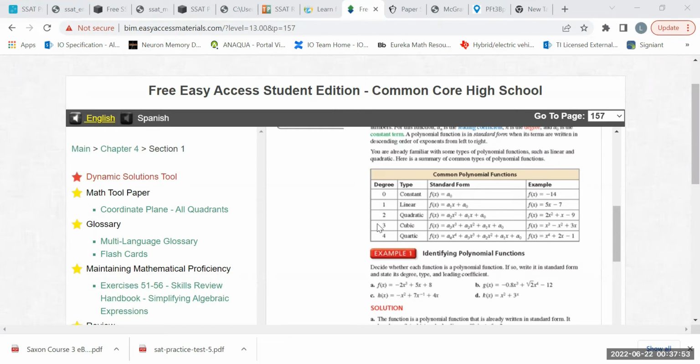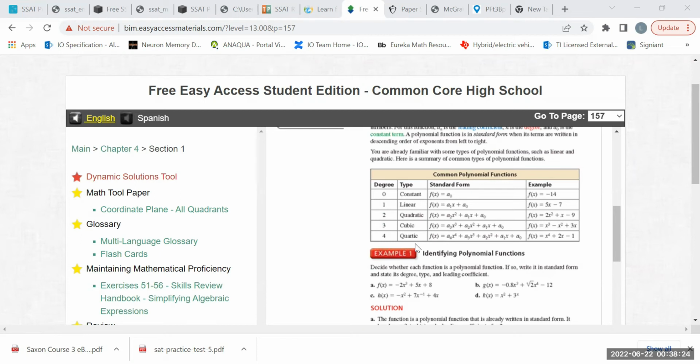If the degree is 2, that is, if the highest power of the variable is 2, then it's going to be a quadratic function. a2x squared plus a1x plus a naught is an example. If the degree is 3, then it's a cubic function. If the degree is 4, then it's a quartic function. So these are different kinds of polynomials that are basically distinguished on the basis of their order or degree of the polynomial.